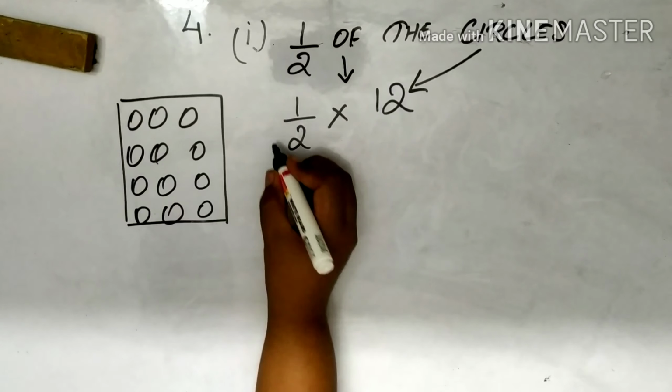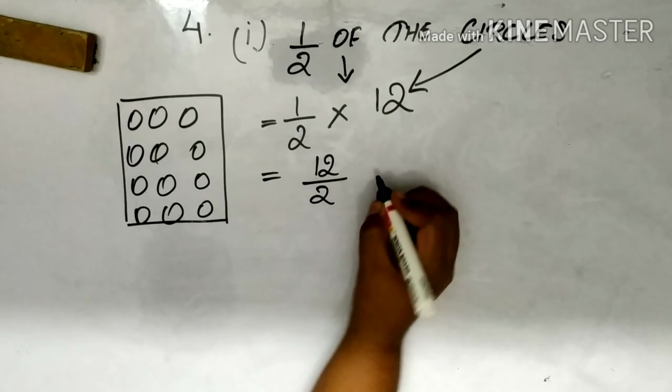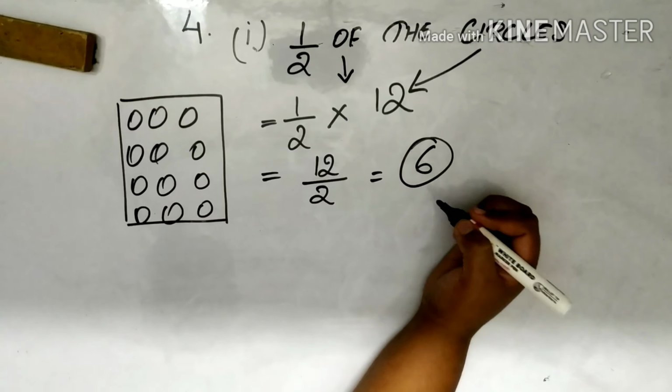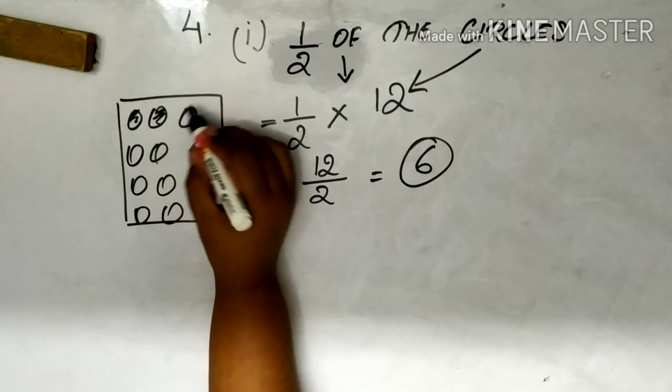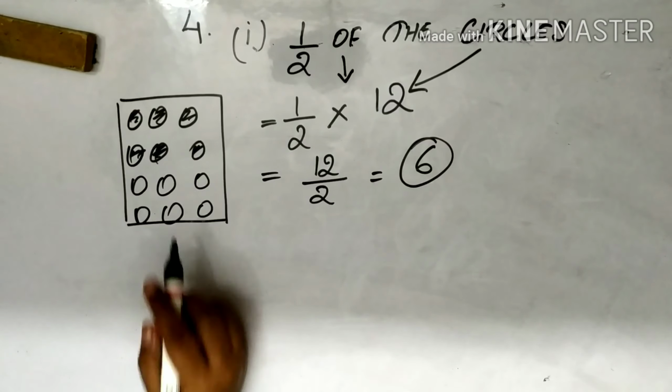So what is half into 12? That will be equal to 12 by 2. And the answer is 6. So we will color 6 of the circles. This is the answer.